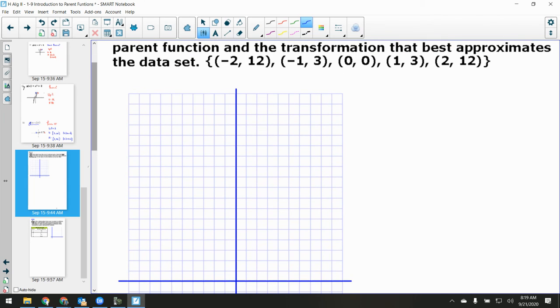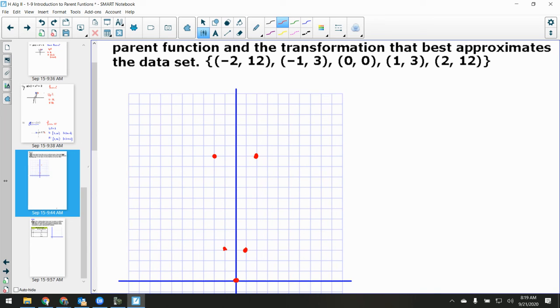I've got -2, 12. Do this in red. -2, 1, 2, 3, 4, 5, 6, 7, 8, 9, 10, 11, 12. I've got -1, 3. I've got 0, 0. I've got 1, 3. And I've got 2, 12. All right.